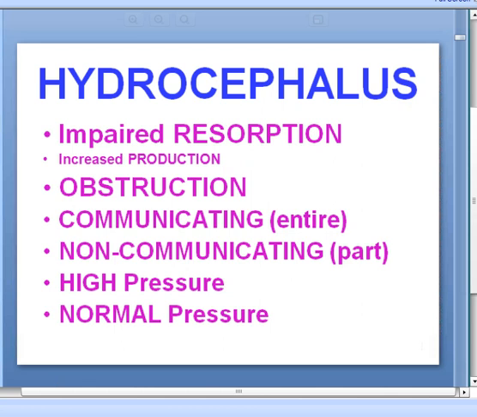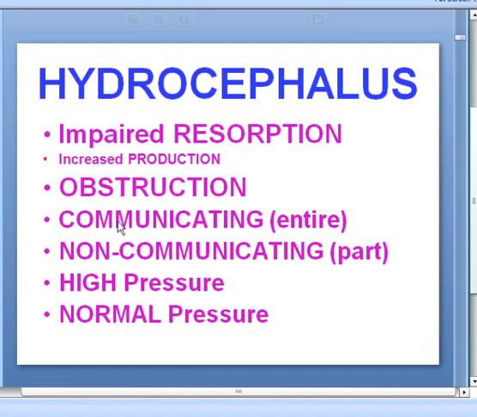And probably if you had a process that resulted in impaired reabsorption, that would be hydrocephalus. If it resulted in increased or decreased production, that would be technically hydrocephalus too, wouldn't it? If there was a normal production, but there was some type of obstruction along the path, perhaps maybe a tumor in one of the aqueducts, that would be hydrocephalus too, wouldn't it?